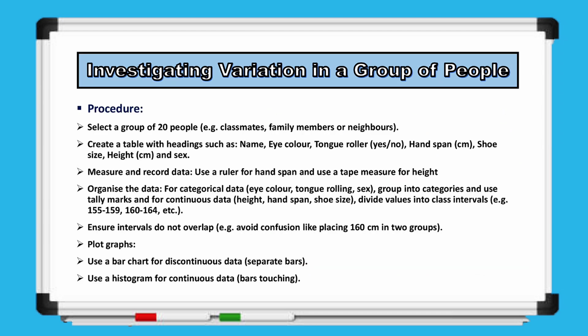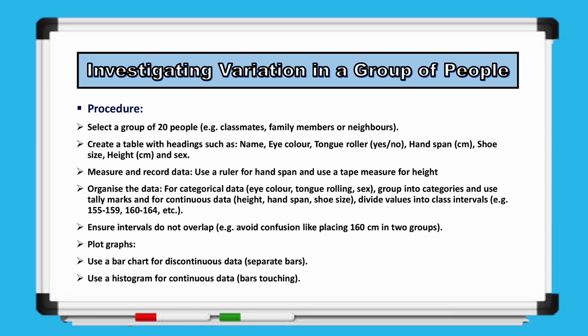Then we prepare a table with headings such as name, eye color, tongue rolling ability, hand span, shoe size, height, and sex. This table helps us record both discontinuous and continuous traits in an organized way. Next, we measure and record the data. Hand span is measured using a ruler, and height is measured using a tape measure. Other traits such as eye color, tongue rolling ability, and sex are observed directly.